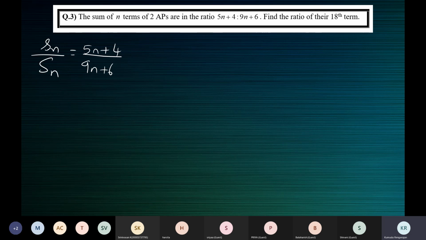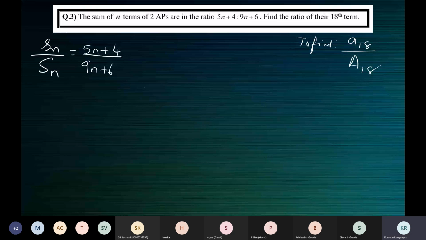Find the ratio of their 18th terms. So we need to find this ratio, the ratio of their 18th terms. Okay, so to find this, we need to work with the given information.